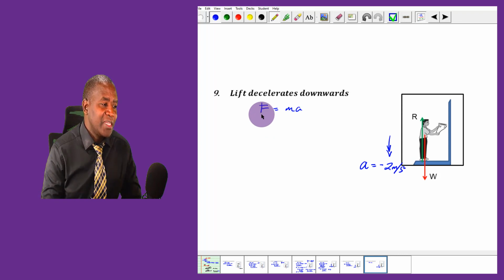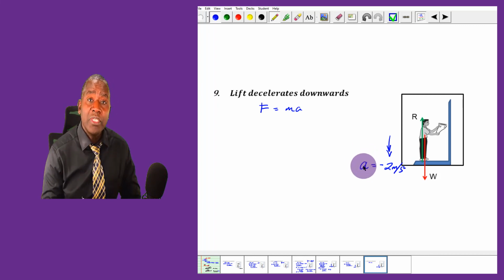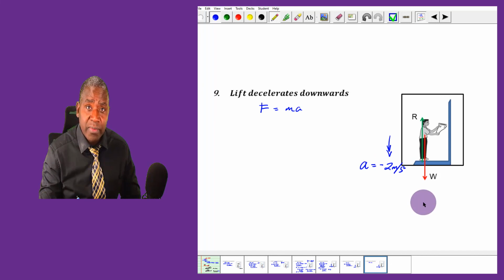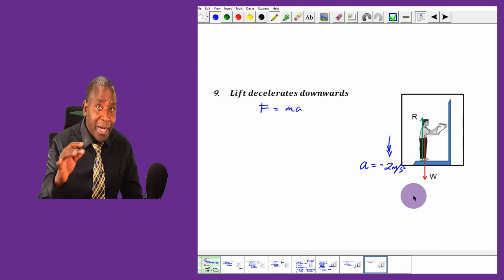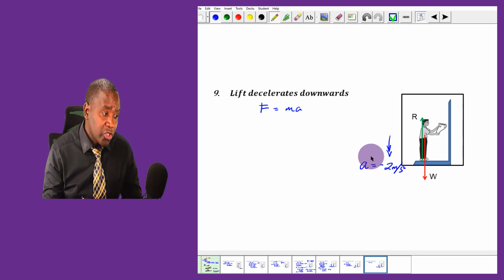In order to get this F, I know the direction of the acceleration. Remember, it does not matter whether it has a negative sign or a positive sign. So long as it is a, I know it is accelerating in that direction. Let other things work out all by themselves. Just follow the rules. I know the direction of a.